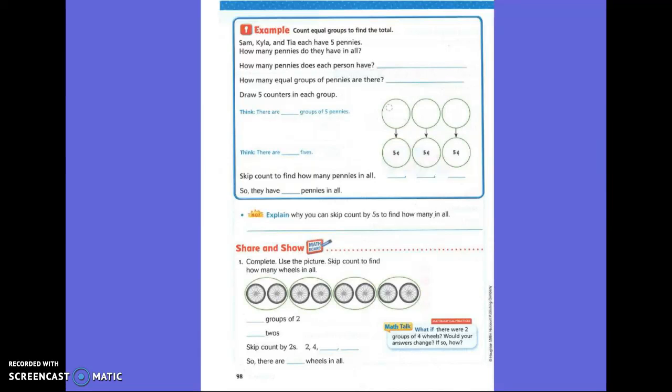Sam, Kyla, and Tia each have 5 pennies. How many pennies do they have in all? Here's the question. How many pennies does each person have? So how many pennies does the story say each person has? Jacob? 5 what? Pennies. So write that down.